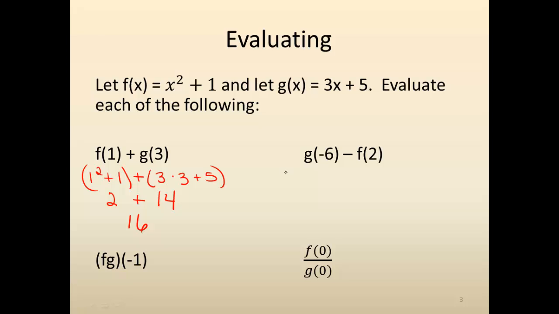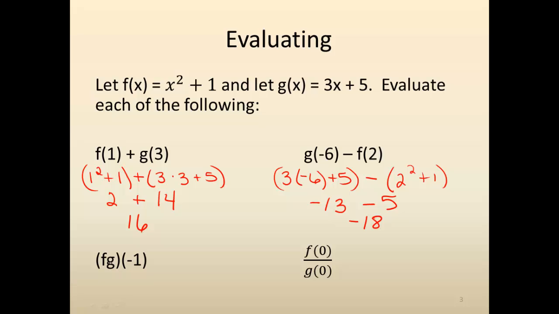Same thing with subtraction. I'm going to do 3 times negative 6 plus 5. That's the g of negative 6, minus 2 squared plus 1. That's the f of 2. This becomes, let's see, negative 18 plus 5 is negative 13, minus 5. I get negative 18.